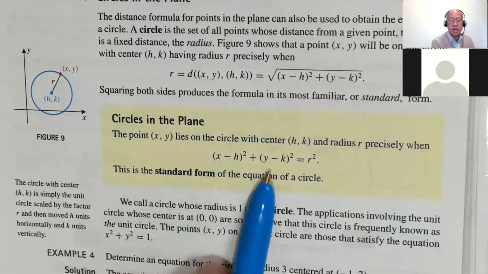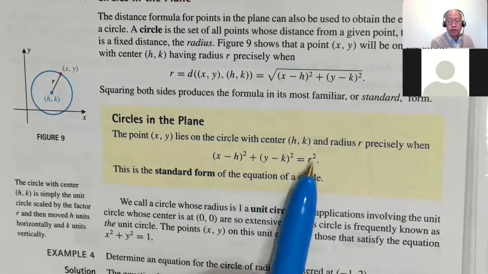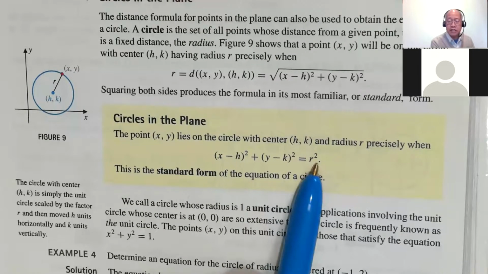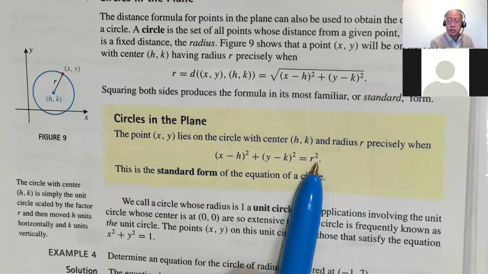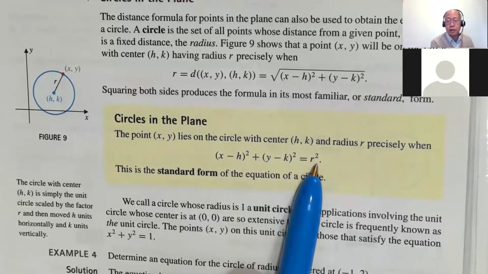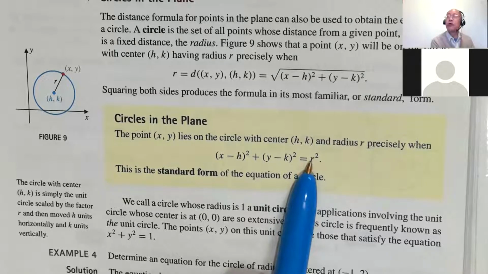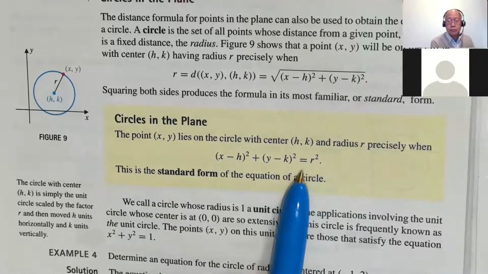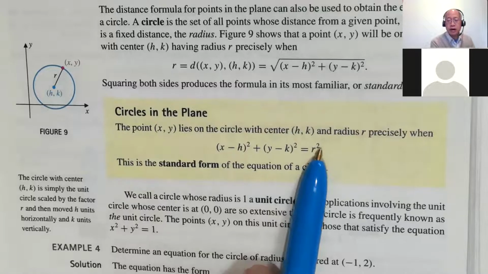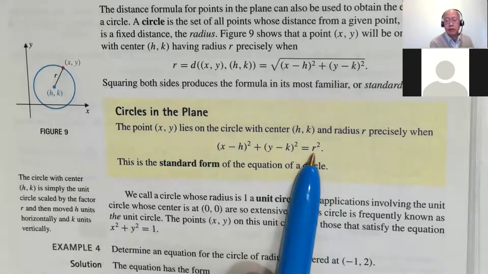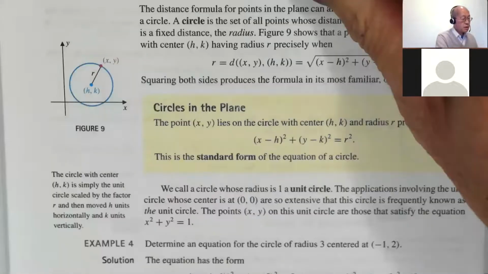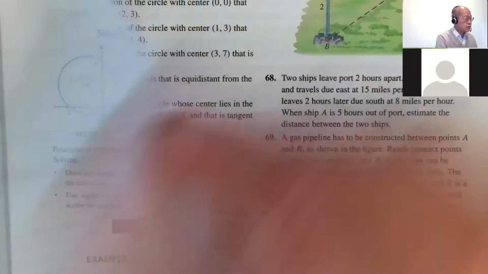The center is (h, k), radius is r. Notice in the formula, the right-hand side is r squared. So let's say the right-hand side is 25. That's the square of the radius. So the radius itself would be the square root of 25, or 5. Or let's pretend the right-hand side was 49. Then the radius is the square root of 49, which is 7. Now, sometimes the answer doesn't come out nice. Let's say the right-hand side is 13. Then the radius is just the square root of 13. That's fine. Nothing wrong with that. And that's what we're going to do starting on Monday.